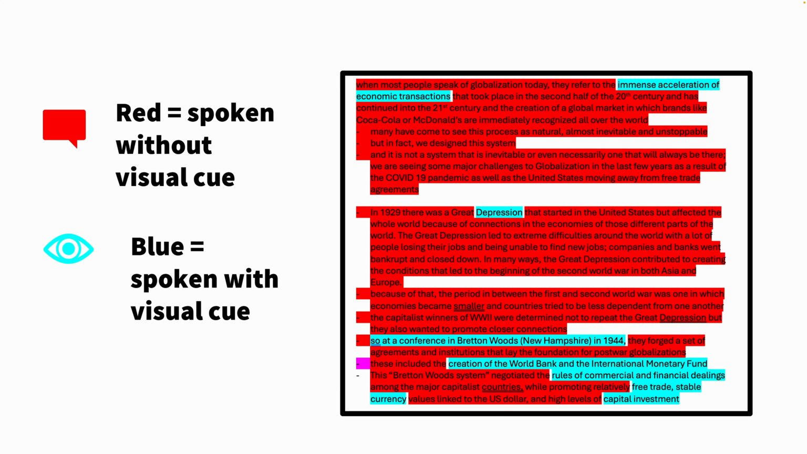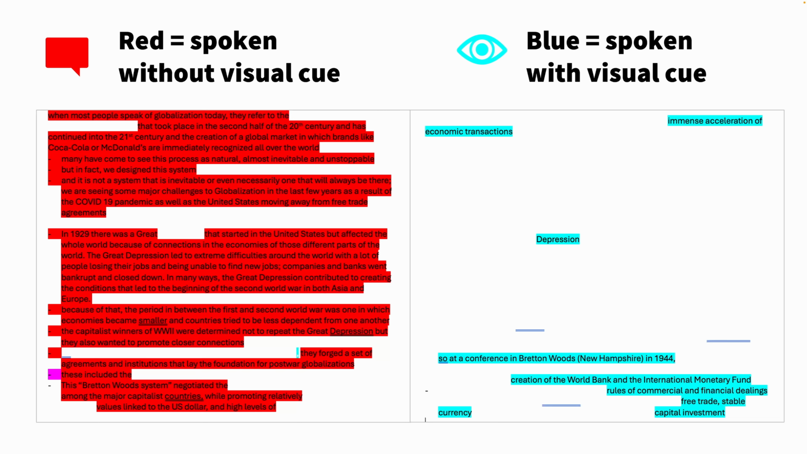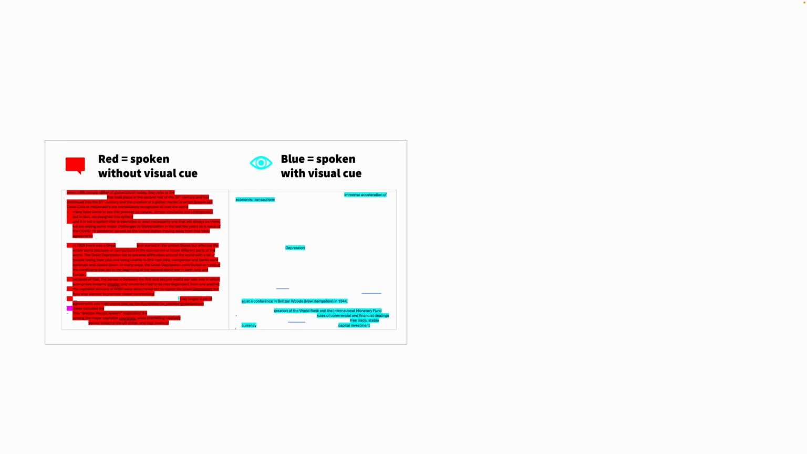And we can streamline this into just two colors. So red is spoken without a visual cue on the slide, and blue is spoken with a visual cue, meaning it is on the slide. And then we can even compare it this way. There is so much more red than blue, and that's a problem. There's no balance here.